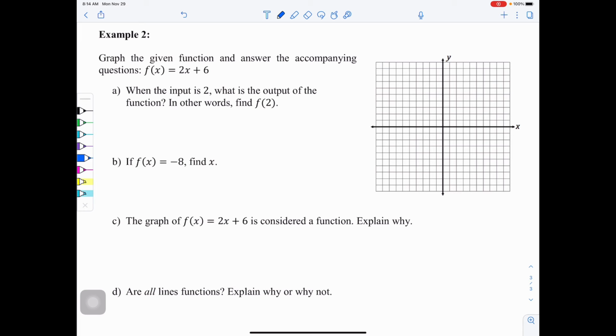Since it's in mx plus b form, I know my slope is 2 over 1, which means I'm going up and to the right, and my y-intercept is 6. So I will start at 6 on the y-axis, and I will go up 2 to the right 1. If I run out of space, remember I can go down 2 to the left 1.